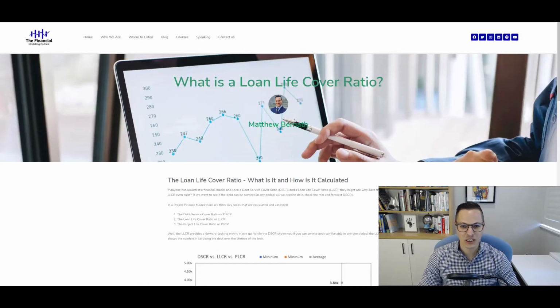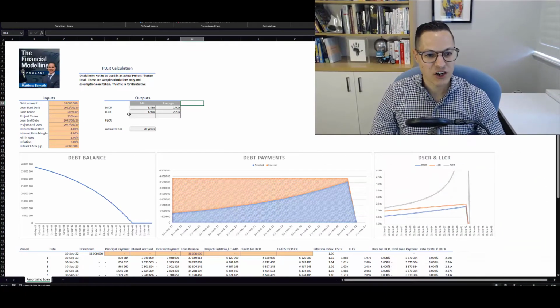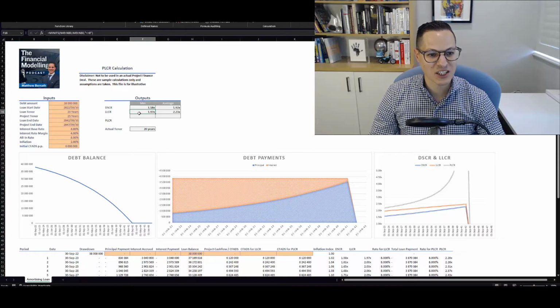Now, let's take a look at the model. Now, what we can see over here is that the outputs make sense. The DSCR, the minimum is 1.58 times, the LLCR is higher.